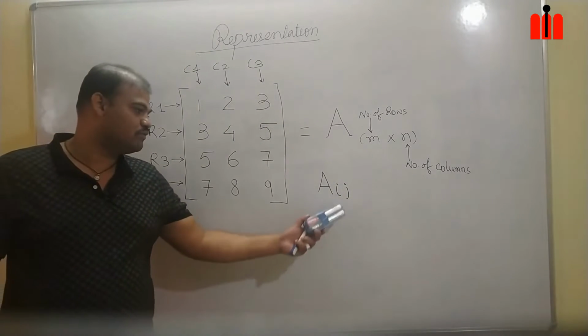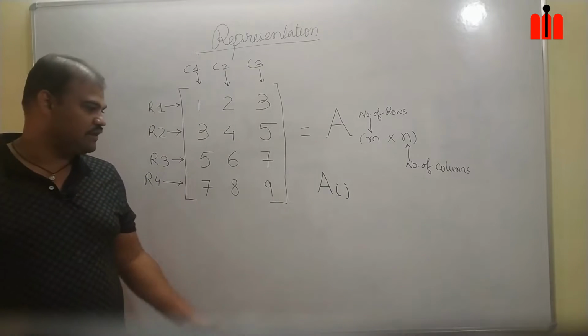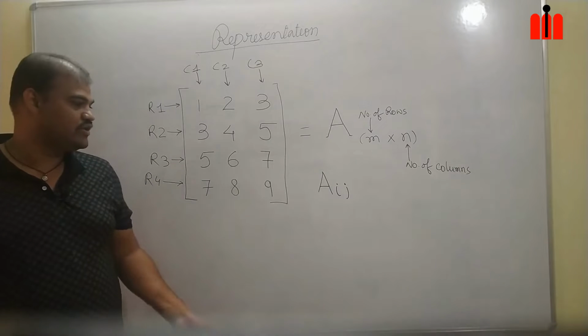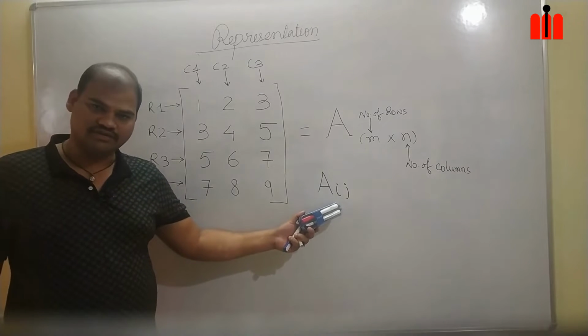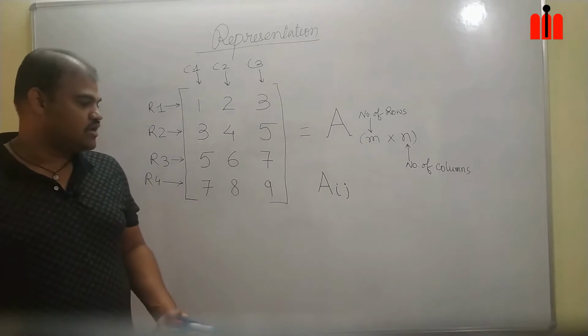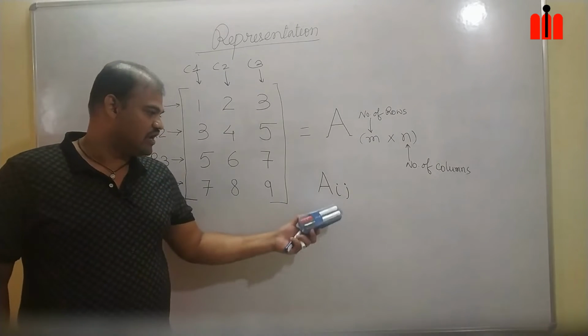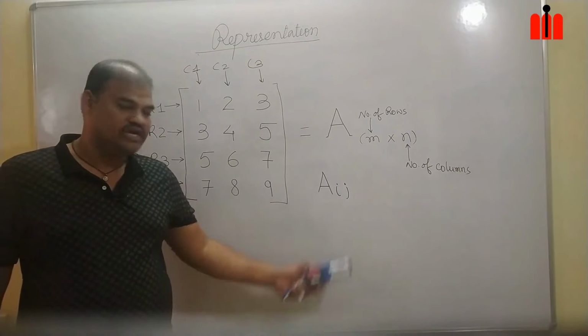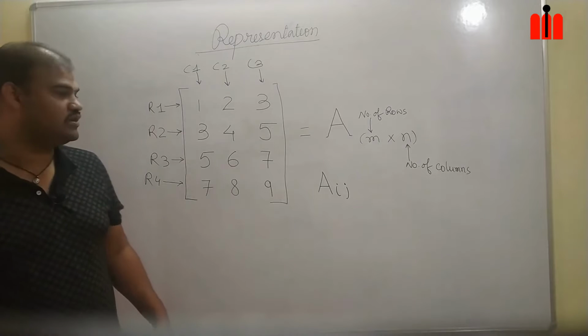How will we show it? We will show it by A, I, J. It may be A, J, K also. It may be A, L, M also. Okay. So I have just taken generic alphabets, which are I and J. A, I, J, where I will show the row number and J will show the column number.